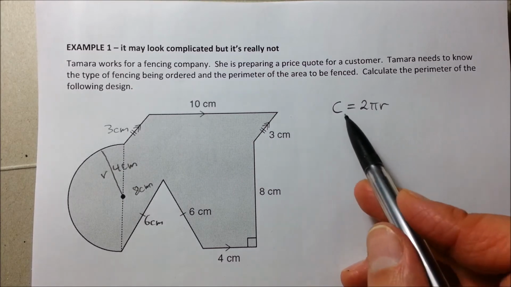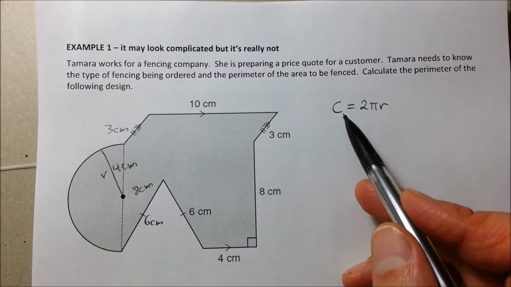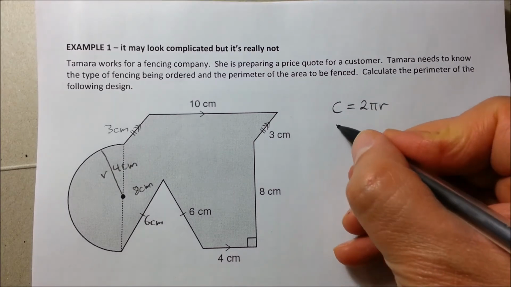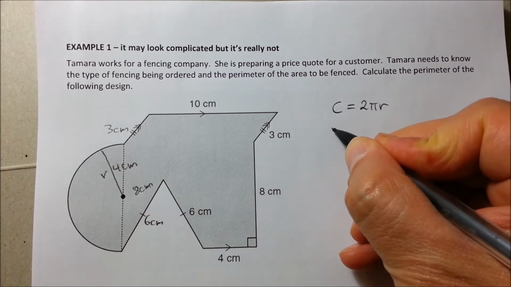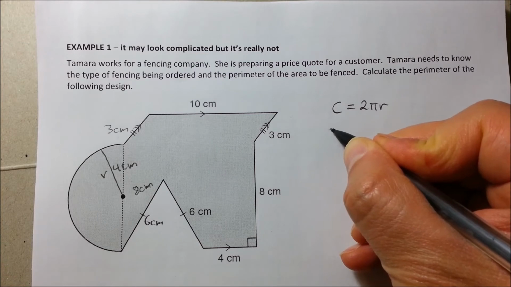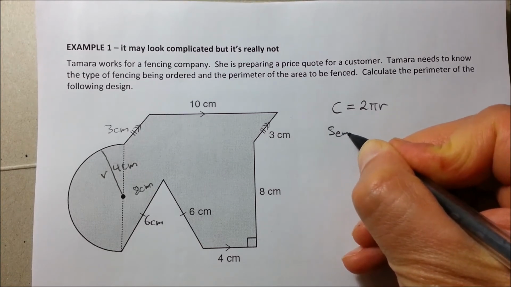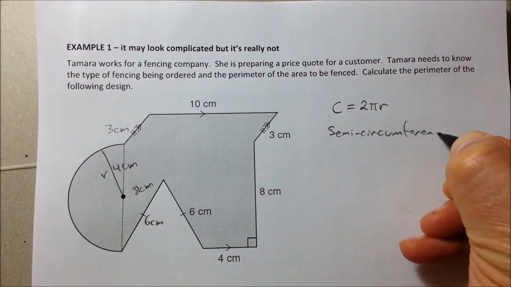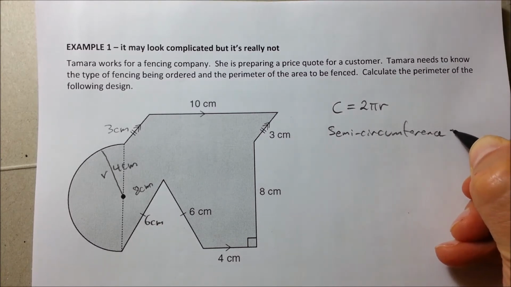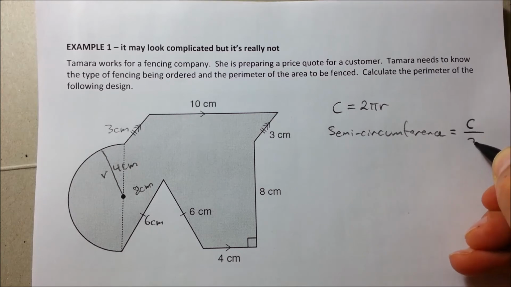Okay, now, do we need to find the area of the circumference? No, we need to find, well, it's half of the circumference, so a semi-circumference, right? So let's write this down. The formula for a semi-circumference would be equal to the circumference divided by 2.